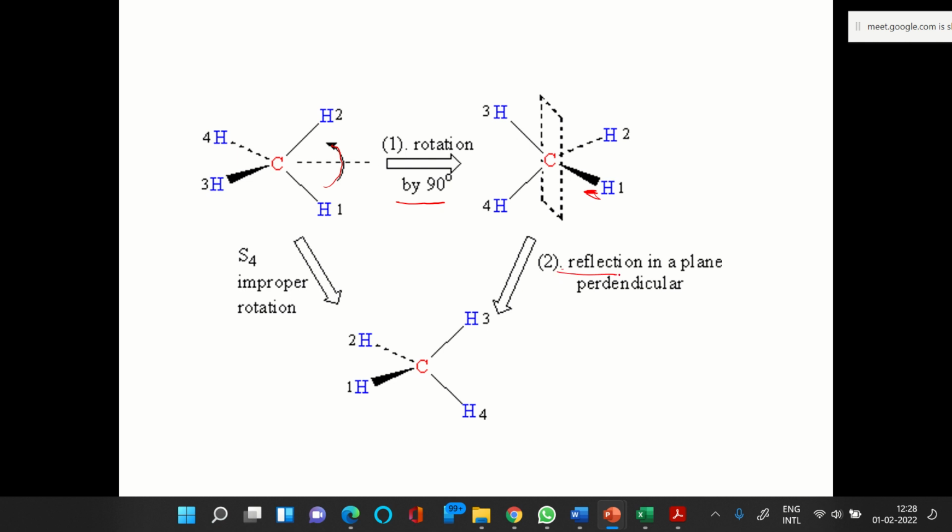And again perform the reflection through this thing. So this goes here, this will go here, and this will go here. So you have 3 4 over here, 2 1 coming over here. So this is how you get, or in one set we say that simply that we have performed the improper rotation, and it will look like this.